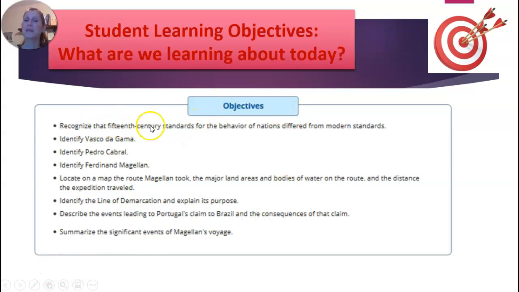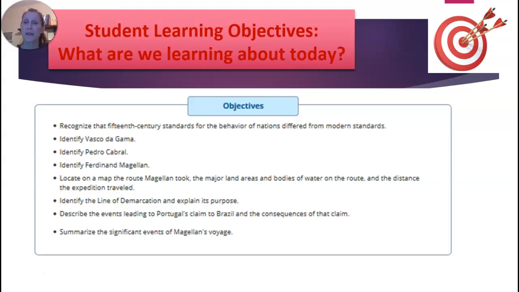This right here, the 15th century standards for behavior of nations differed from modern standards. Obviously, we're dealing a lot with this in current day history. We talk about this often. The way to make history interesting is trying to relate it to your normal, everyday, regular life. Definitely the standards during the 15th century were much different than the standards that we have now. So it's important to remember that as we're studying going through history.